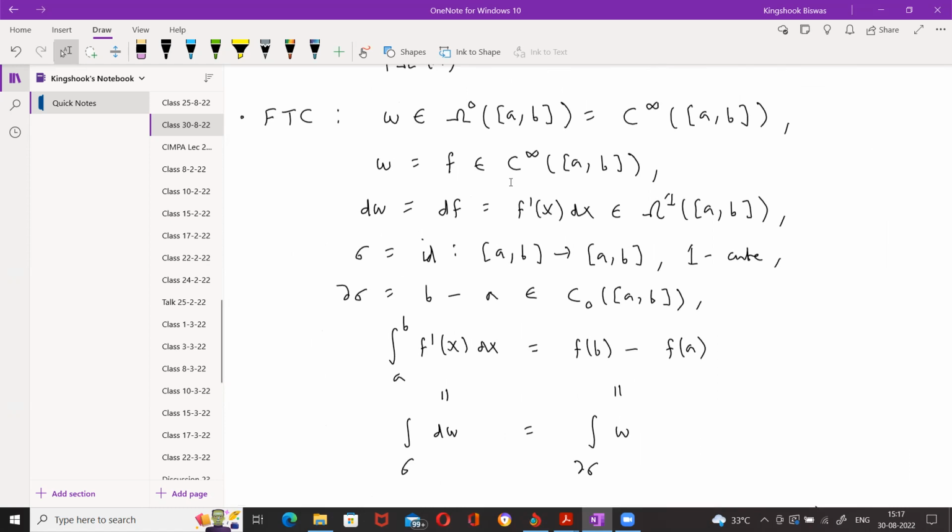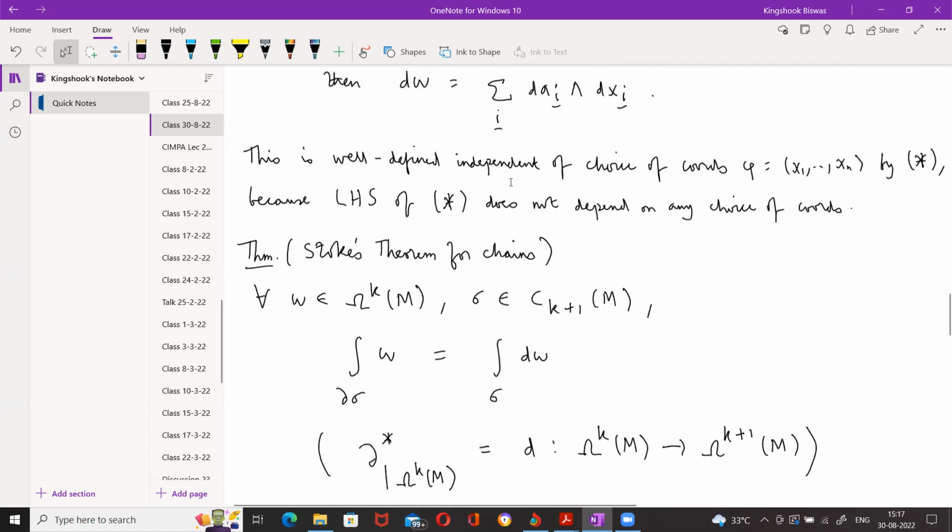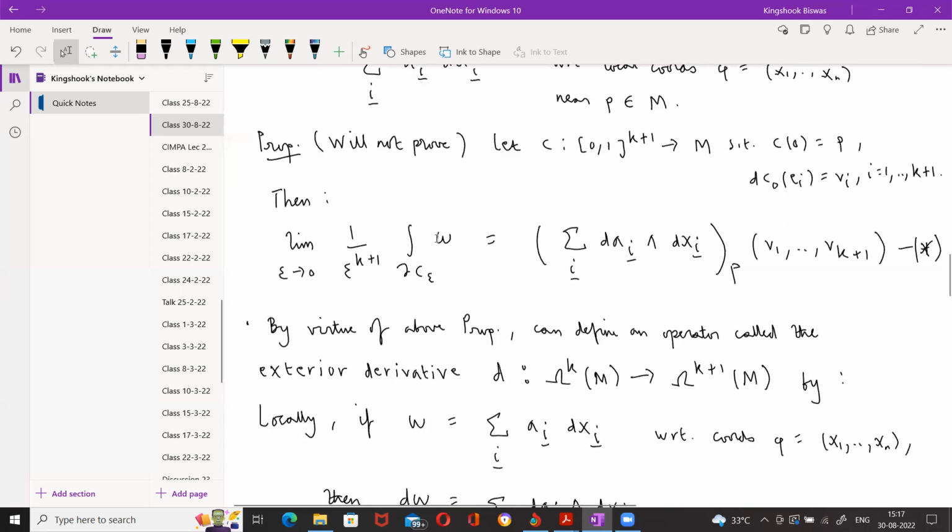Okay, so the proof of Stokes' theorem you can do in a way which is analogous to the proof of the fundamental theorem of calculus. And in fact, the definition of the exterior derivative that we gave, in terms of the integral over the boundary divided by epsilon to the k plus 1 in the limit, is similar to the definition of the derivative of a function, right? In one variable calculus, what is it? It's the limit as h tends to 0 of f(x plus h) minus f(x), divided by h.